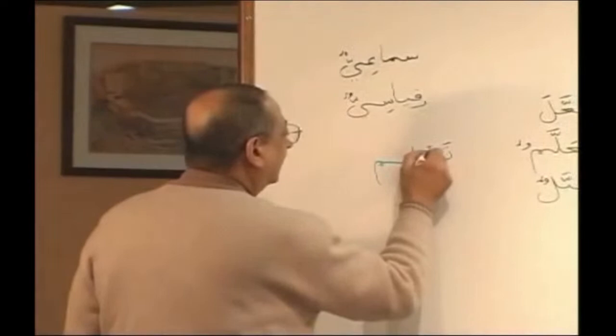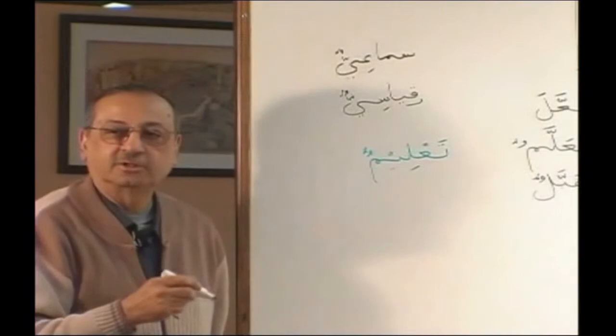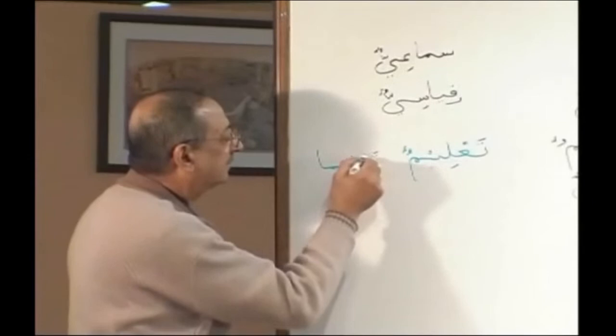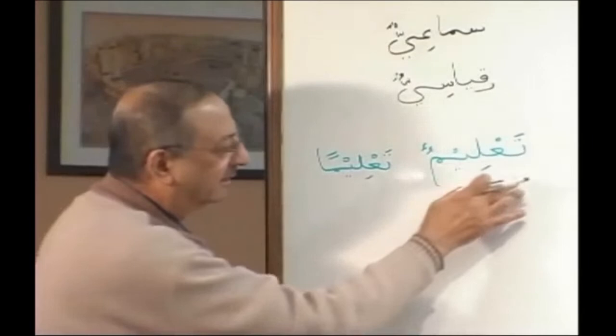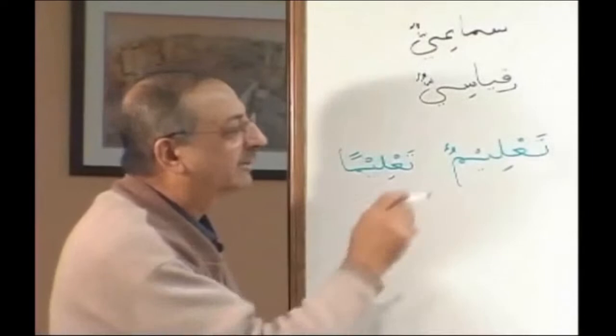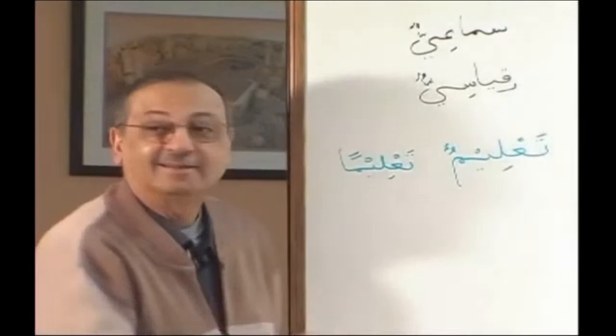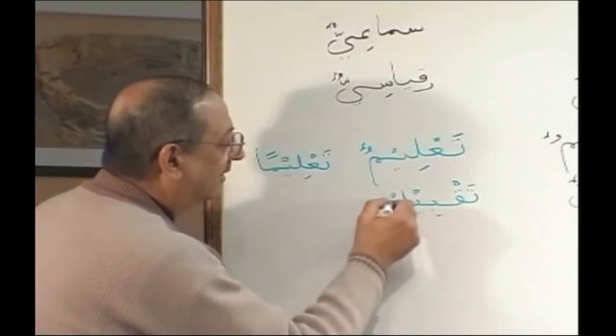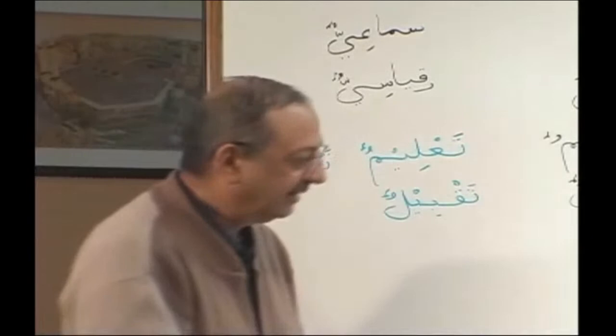ta-li-mun. Now remember, in the grammar books, they always make the mastar and make it mansub. So you will find it is ta-li-man. But for us, ta-li-mun is also good enough. Okay? And what will be the mastar of kabbara? Takbirun. Kissing. Takbirun. Are you with me, brothers and sisters? Fine. And I have a couple more words, brother.